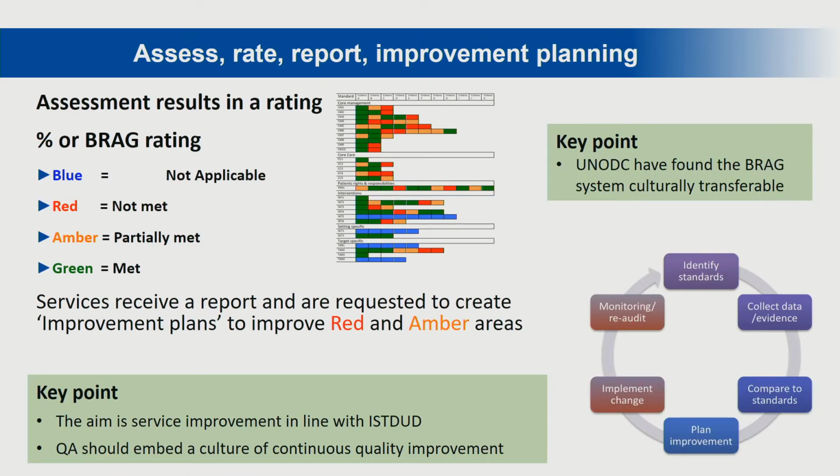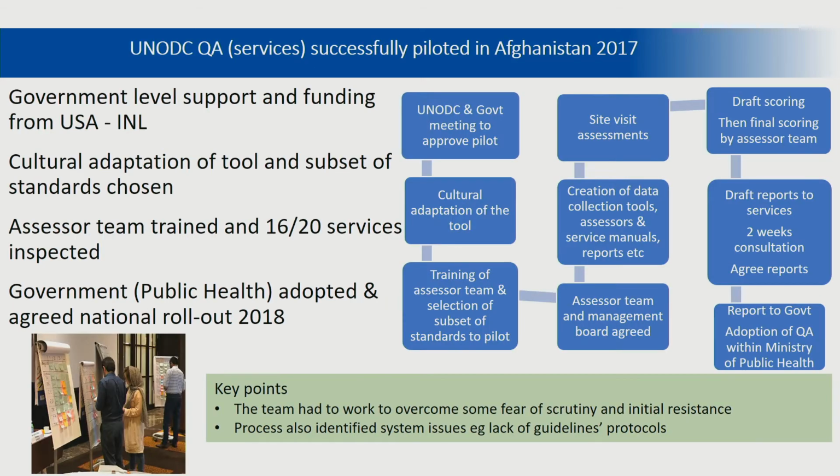All of this then results in, supposing you've been into a service, it's been assessed against the quality assurance standards, and you come out with a scorecard. So we then rate the different criteria red, amber, and green. We've found this is culturally transferable, and then we ask services to improve those things that are red or safety critical. And then it's back to trying to implement this quality assurance cycle.